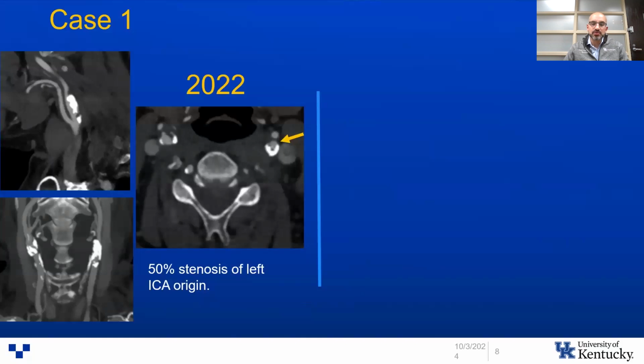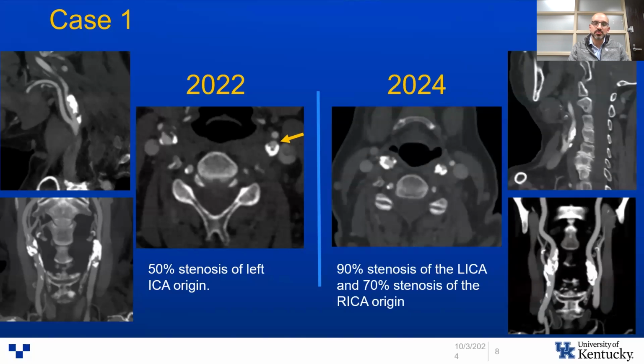We're showing you slides of her images from 2022. As you can see, although the coronal makes it look a lot scarier than it actually was, there's a 50% stenosis in the left ICA. This was in 2022. Fast forward to 2024.